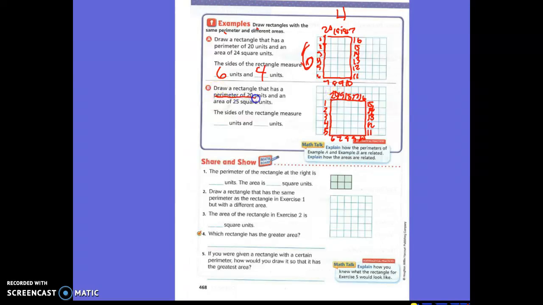Alright, I have a perimeter of 20, I just counted. And then I have 5 going down and 5 across. 5 for the length and 5 for the width. So what am I going to put on my units? 5 units and 5 units. What does 5 times 5 equal, guys? 25, so I have 25 square units.